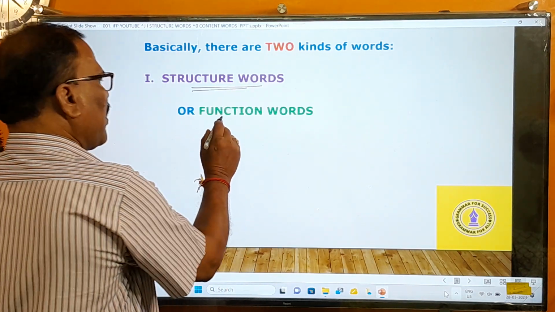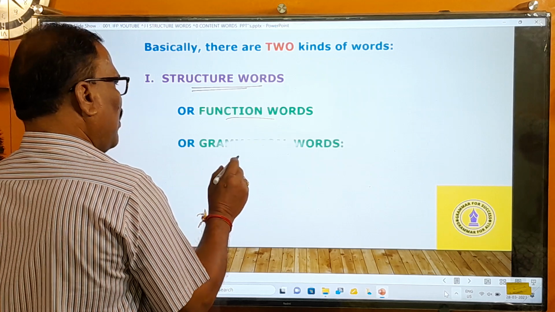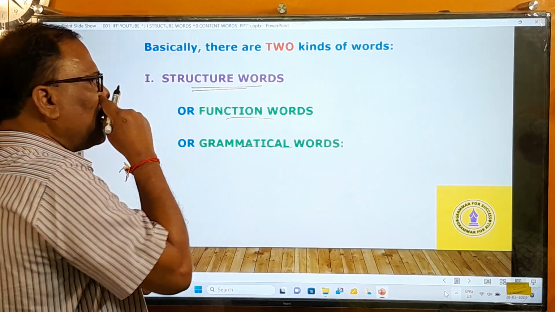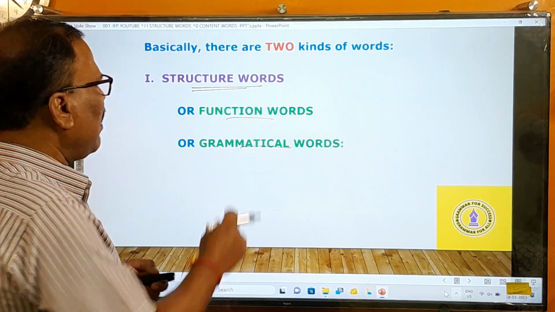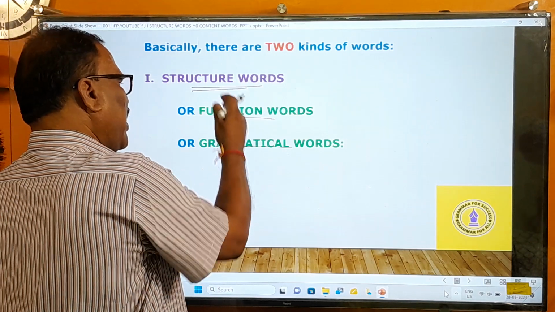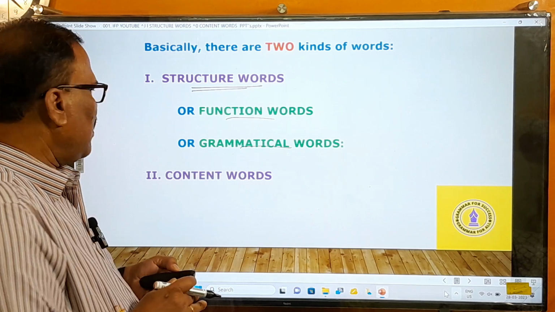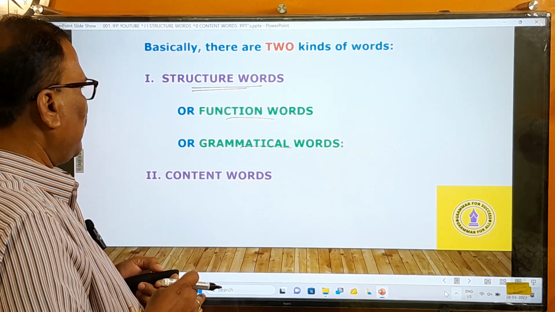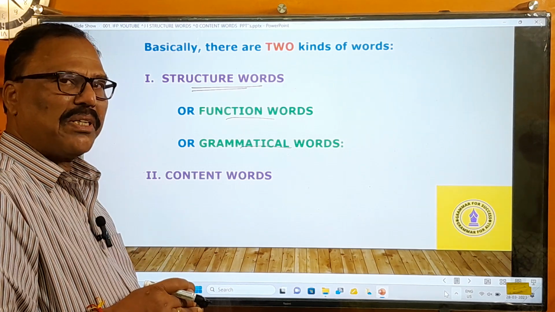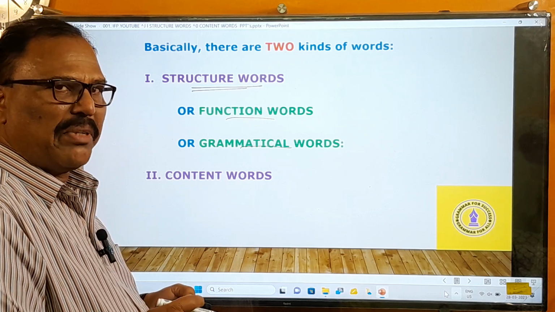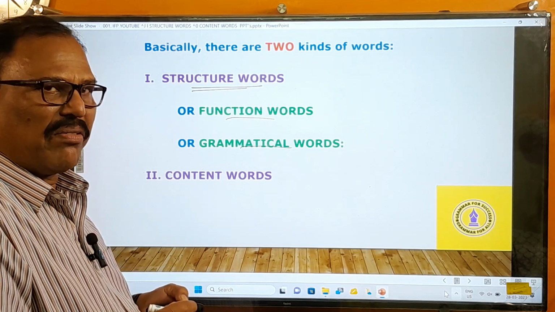They are also called function words. They are also called grammatical words. I will tell you why they are called by these three names, okay? And the next kind of words is content words, right? Don't say content words but content words. Content means matter or information, right?